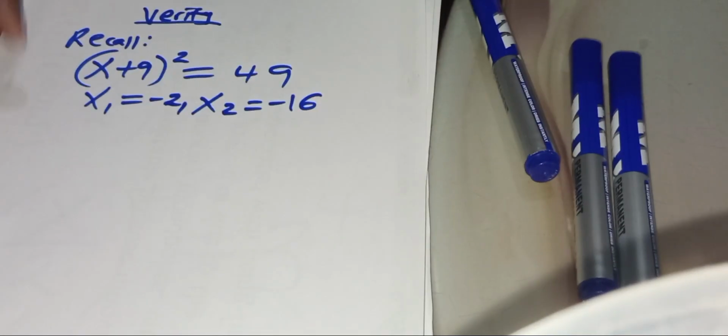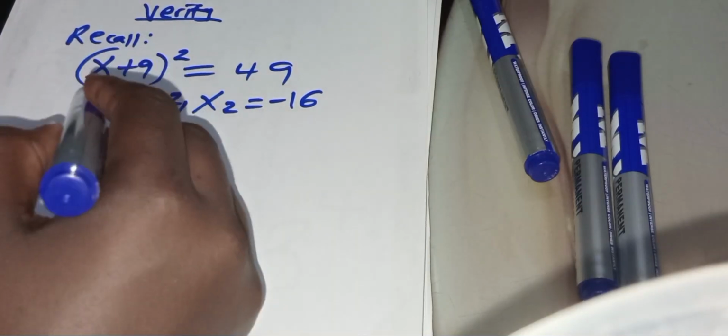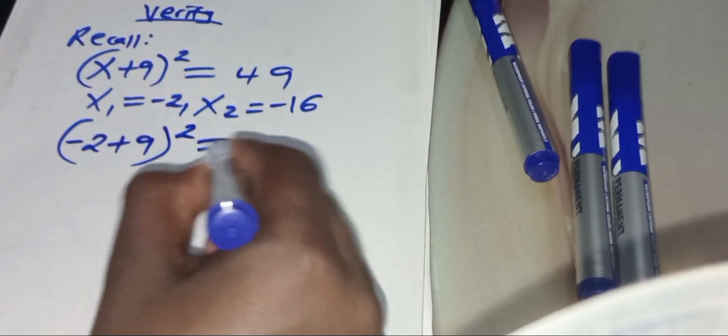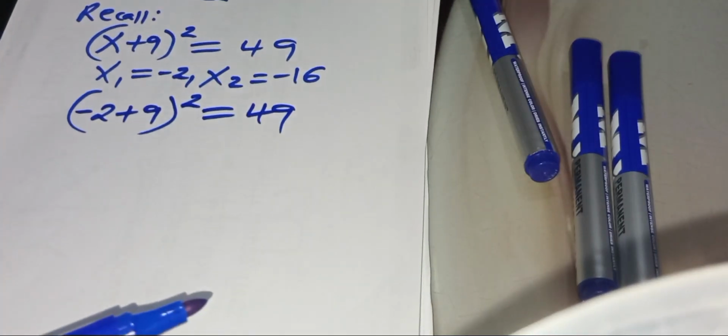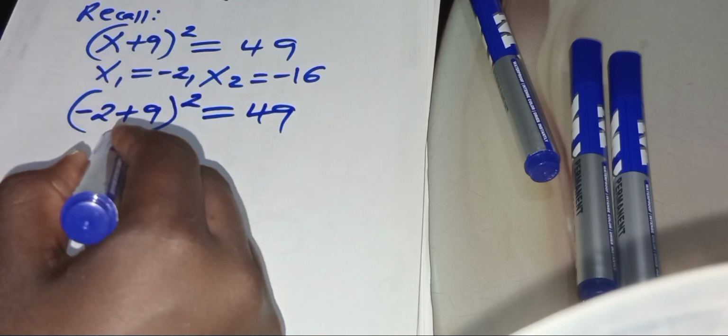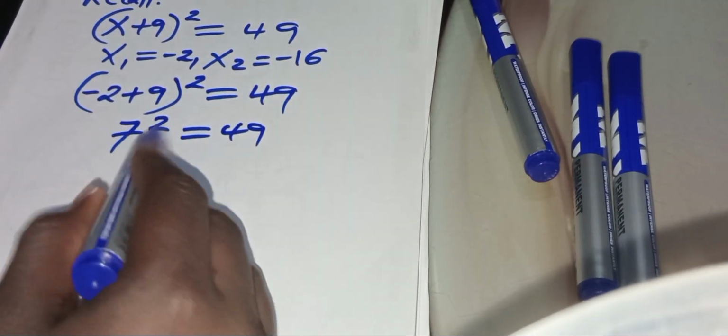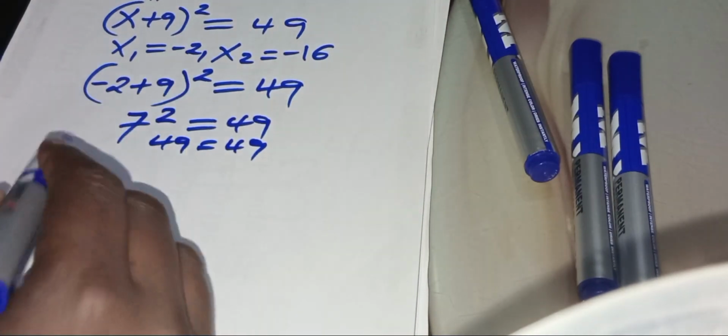Let's verify that x1, which is negative 2, and x2, which is negative 16, actually satisfy the equation. If you recall, we started with (x + 9)^2 equal to 49. Substituting the first value, x1, we have (negative 2 + 9)^2. This should give us a value of 49. Negative 2 plus 9 is 7 raised to power 2, which is 49, equal to 49. So that means that x1 satisfies the equation.